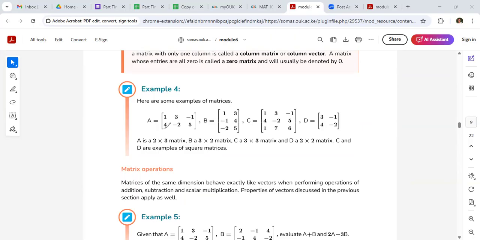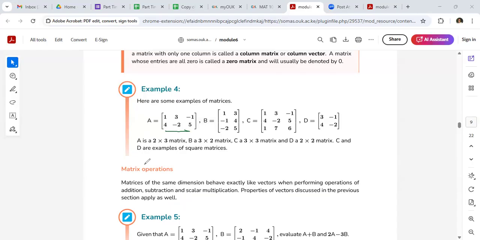This matrix is of order 2 by 3. It has 2 rows and 3 columns. This matrix is of order 3 by 2. It has 3 rows and 2 columns. This matrix is of order 3 by 3. And this matrix is of order 2 by 2.